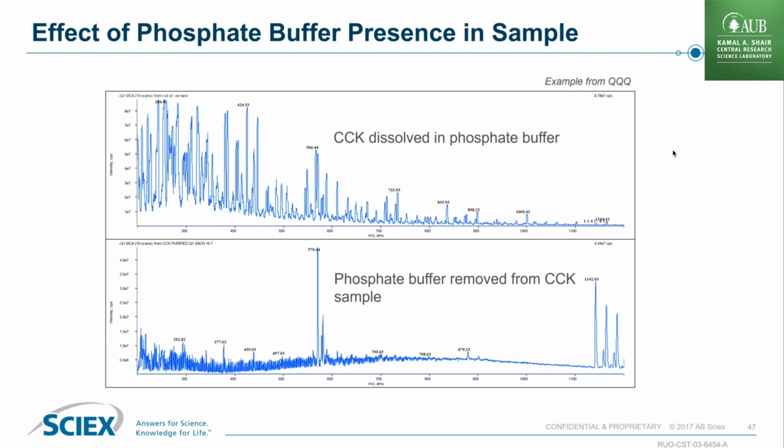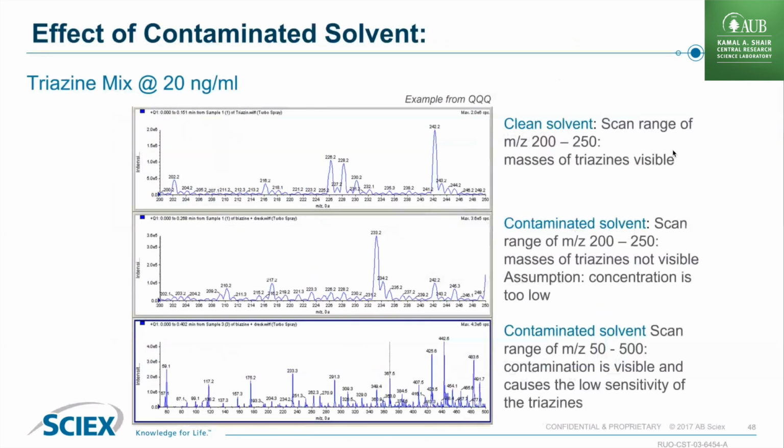It's just a mess. And then the phosphate buffer has been removed. And in this case, I think CCK is some peptide, a small peptide, a couple of amino acids. There you see clearly when you run in formic acid, you see the clear peptide. So that is an example of, please don't use phosphate buffer.